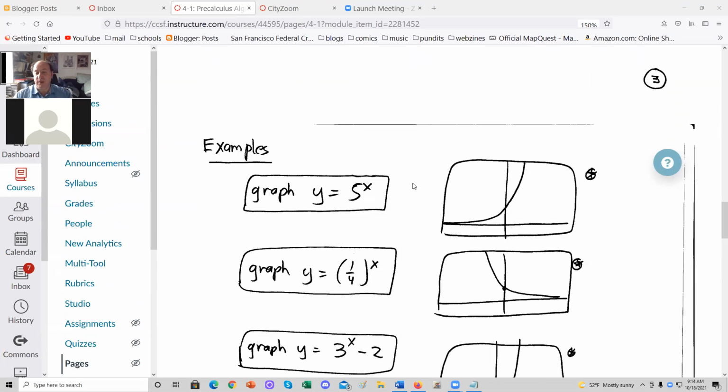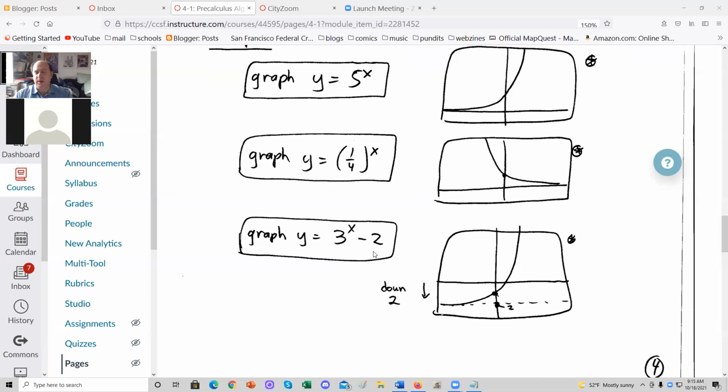So we have some examples. 5^x, graph it. Well, 5 is bigger than 1, so it starts small, goes through (0, 1), and ends very big. (1/4)^x, well, a quarter is between 0 and 1, so it starts big, goes through (0, 1), and ends small.